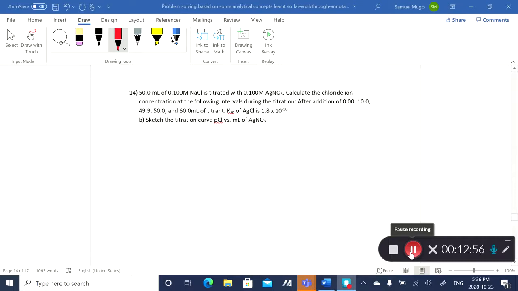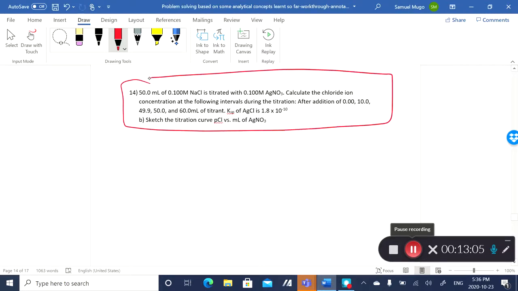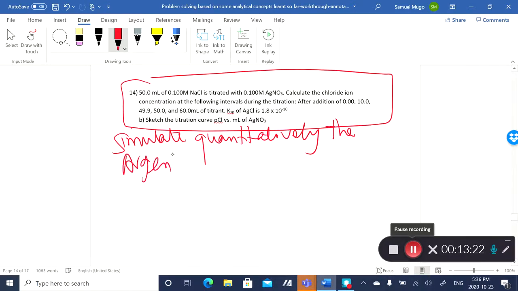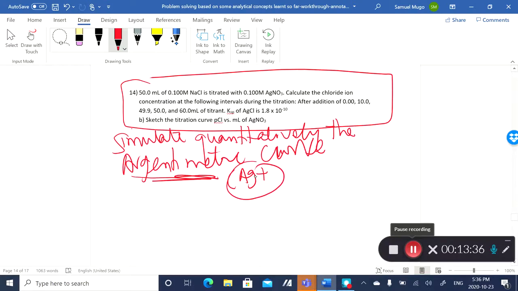Possibly, let us simulate a titration curve by looking at question number 14, which essentially is telling us to quantitatively simulate an argentometric titration curve. Remember again, argentometric just means the titrant is silver. That's all it means, okay?